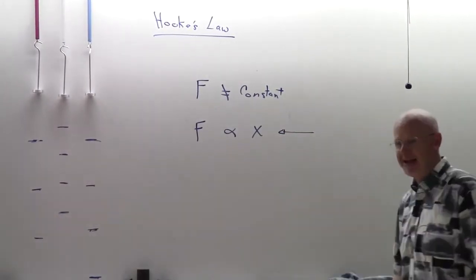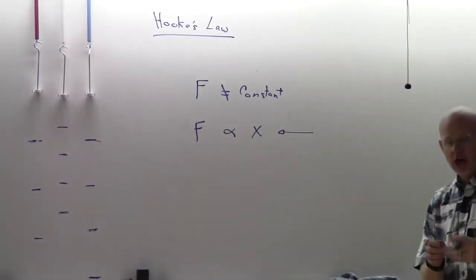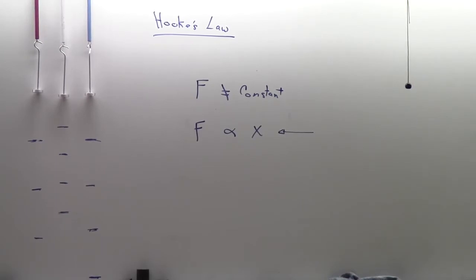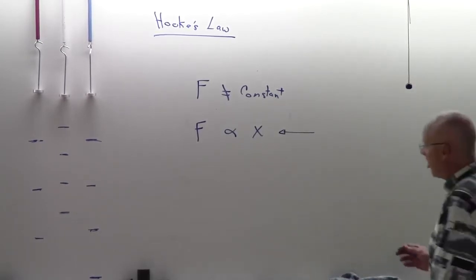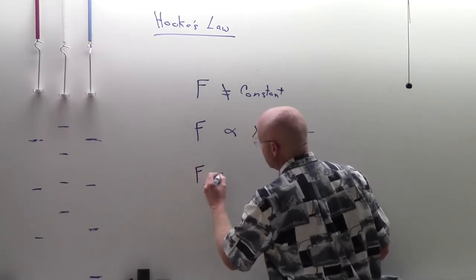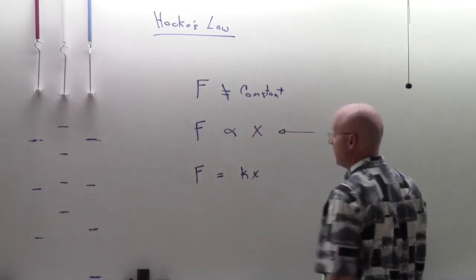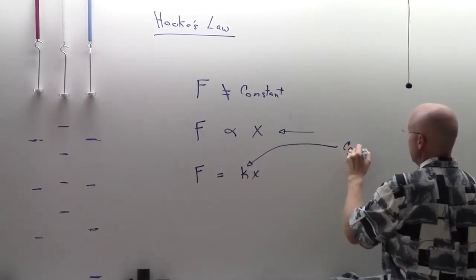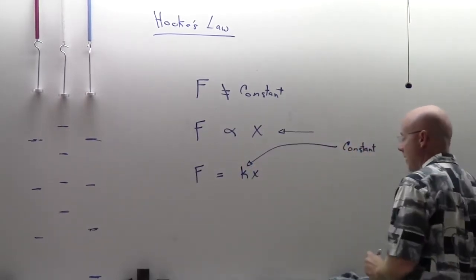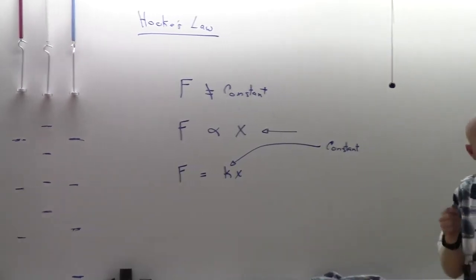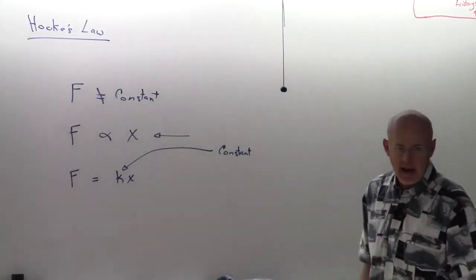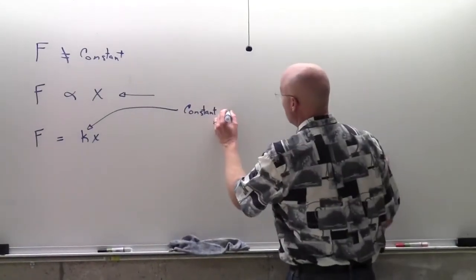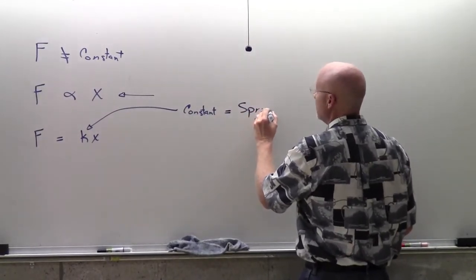And so there is the big step. A non-constant force. A force that does vary depending on how much you have stretched it. And of course, if it's proportional, that means you can write it as an equality if you put a constant there. You might call that the proportionality constant in a math class, right? What is that proportionality constant? We will call it the spring constant.